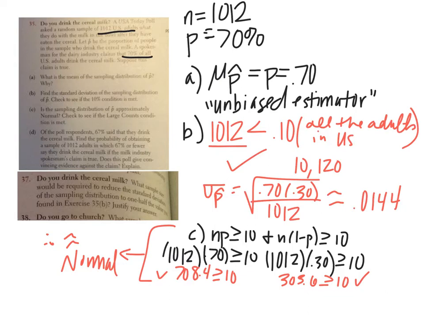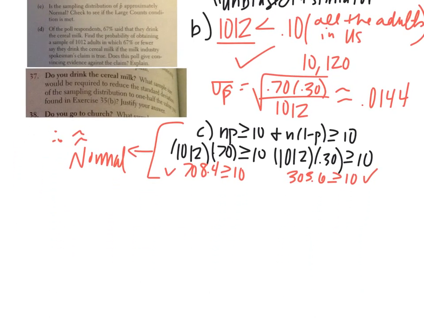Okay, so basically what we have here is a p-hat. We have done a sample, and our sample had 67%. The claim was that 70% of the adults drink it. So what we're trying to see is, is it possible for us to get a sample of 1,012 people that has a proportion of 67%? Is that possible or is it unlikely? It's not that far from 70%, but we need to do some calculations.